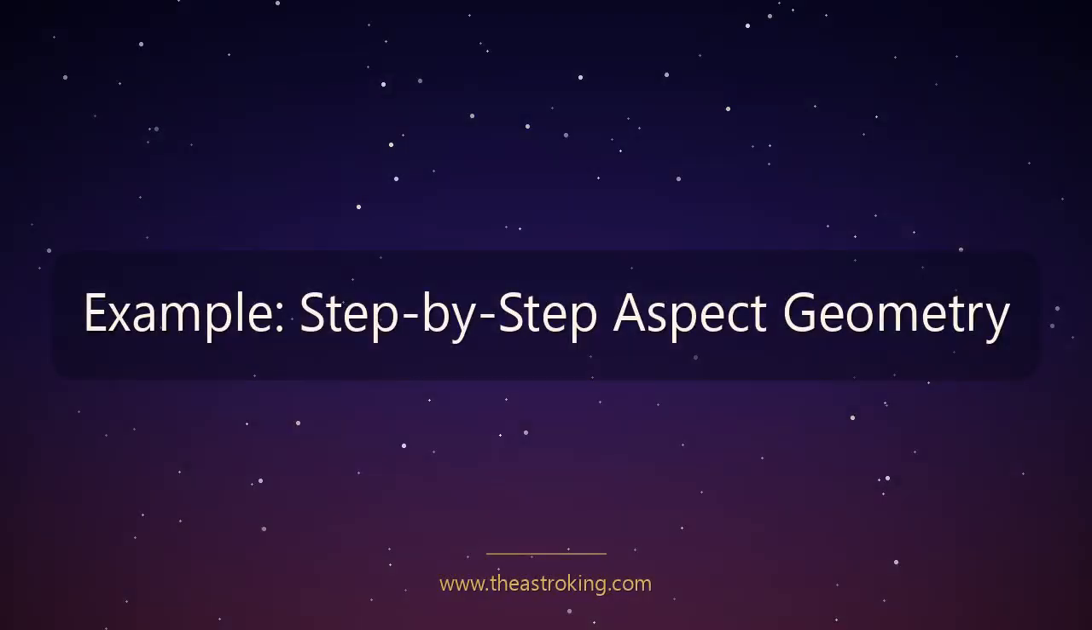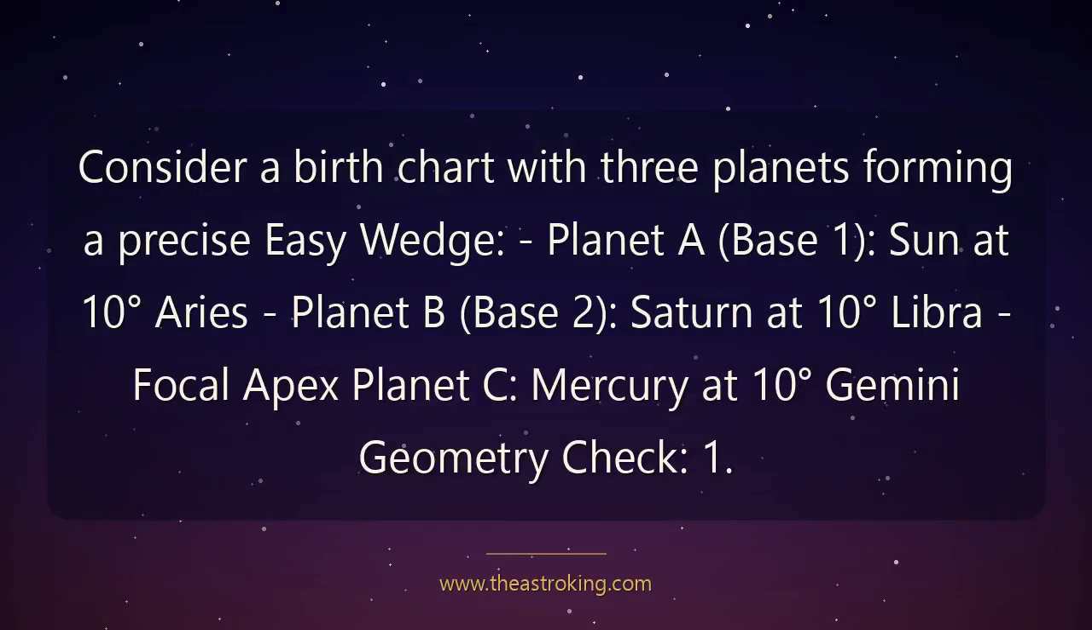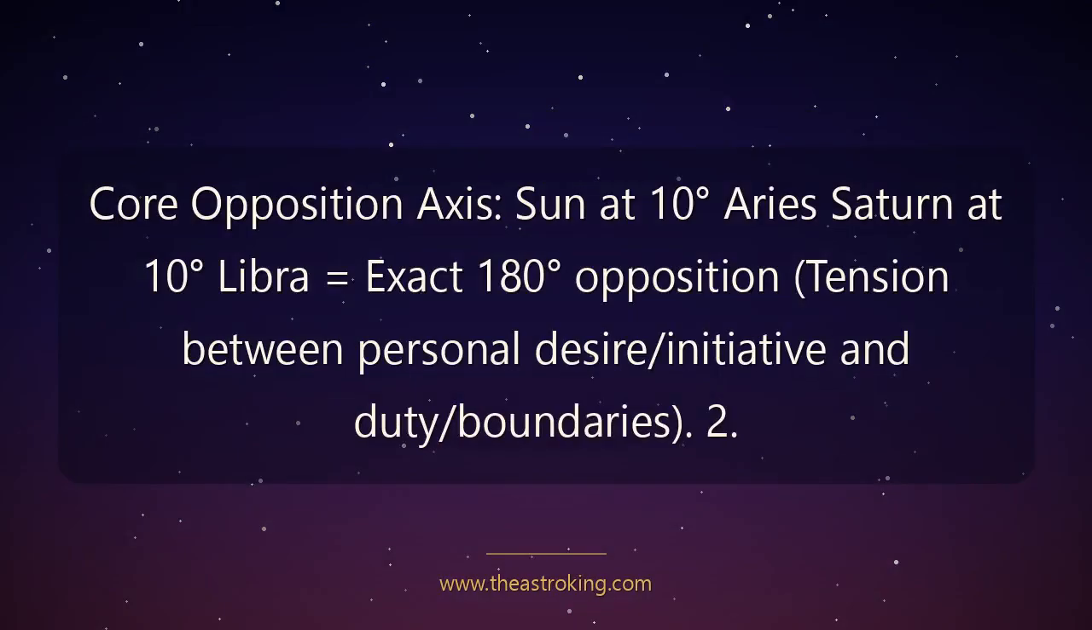Example: step-by-step aspect geometry. Consider a birth chart with 3 planets forming a precise easy wedge. Planet A. Base 1. Sun at 10 degrees Aries. Planet B. Base 2. Saturn at 10 degrees Libra. Focal apex planet C. Mercury at 10 degrees Gemini. Geometry check. 1. Core opposition axis. Sun at 10 degrees Aries, Saturn at 10 degrees Libra equals exact 180 degrees opposition.